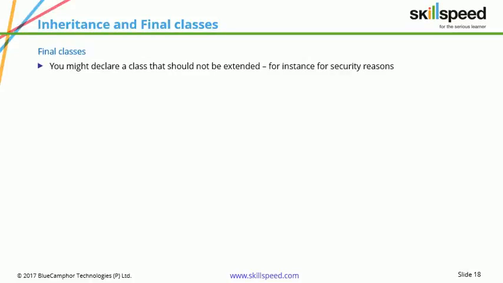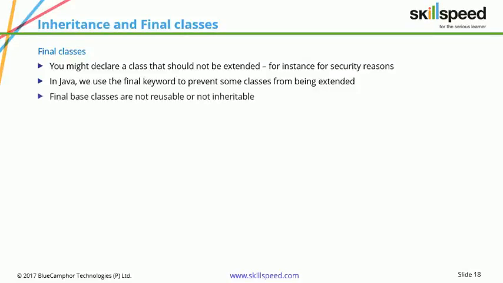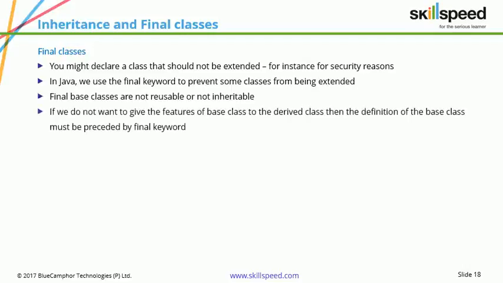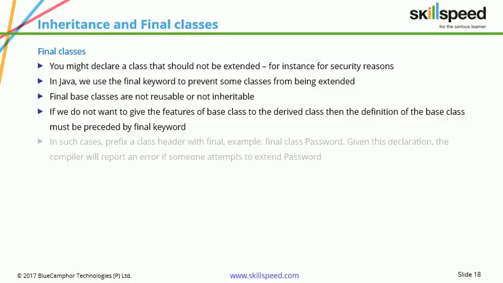Let us now go through the concept called inheritance and final classes. What is a final class? You might declare a class that should not be extended, for instance, for security reasons. In Java, we use the final keyword to prevent some classes from being extended. Final base classes are not reusable or not inheritable at all. If you do not want to give the features of a base class to the derived class, then the definition of the base class must be preceded by the final keyword.